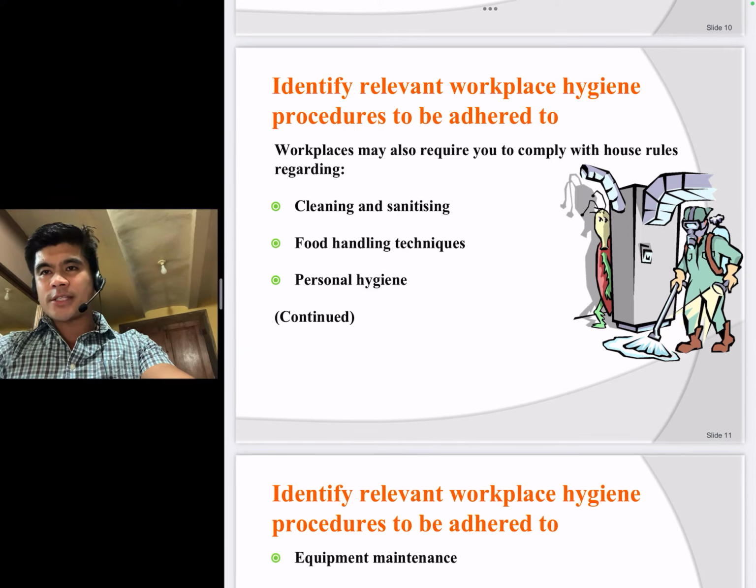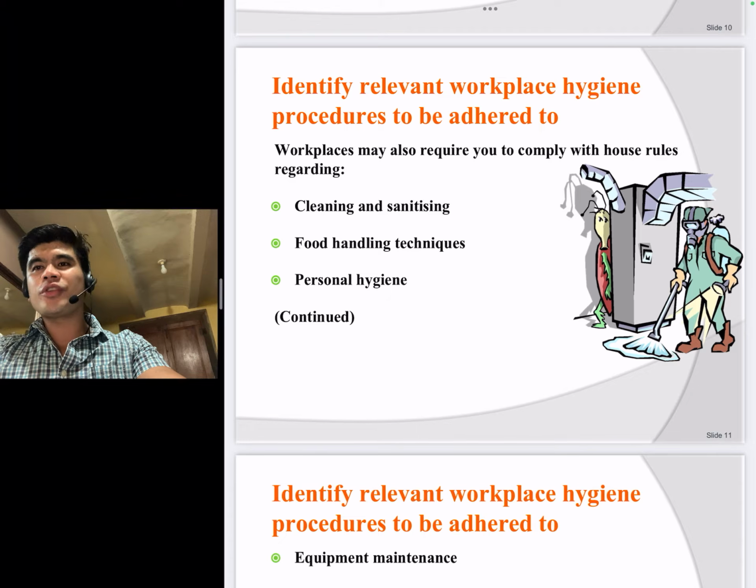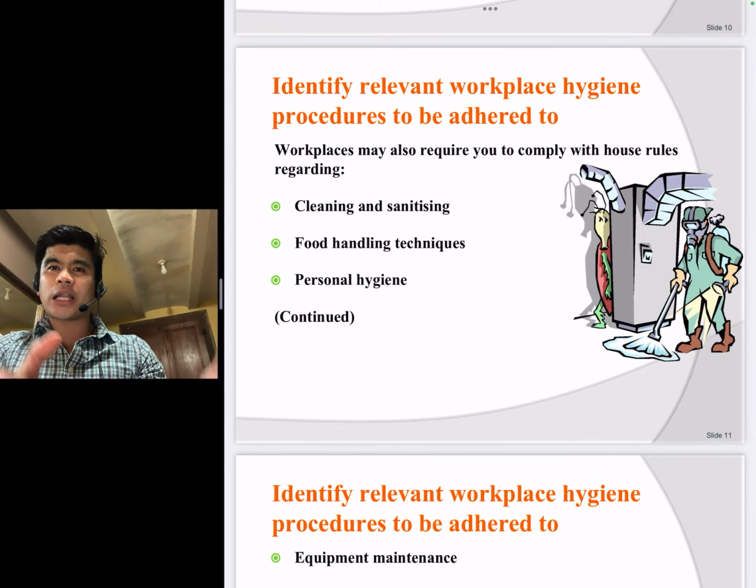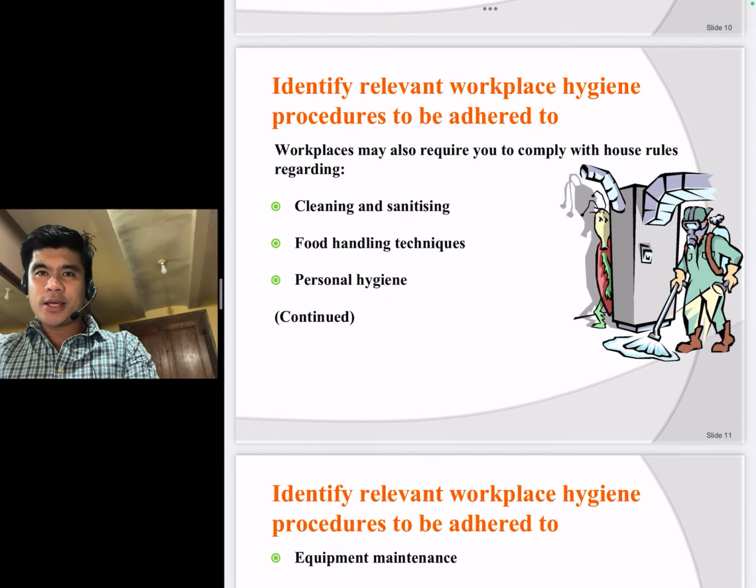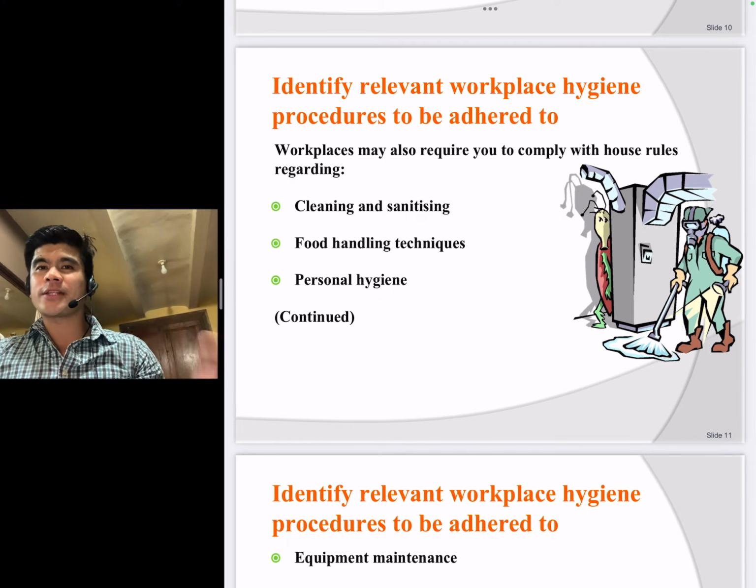And observe food handling techniques. As I've told you, basic separation of clean to dirty, or cross-contamination, should be avoided. Next, personal hygiene. You must be able to wash your hands regularly.